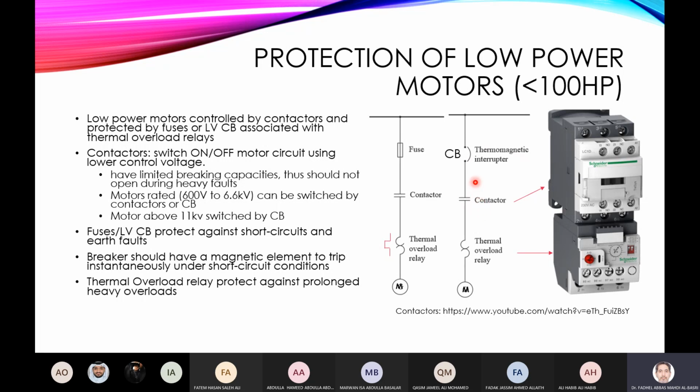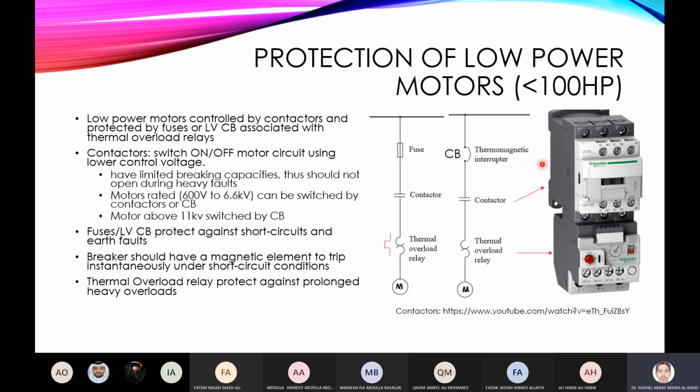Here we want to switch a contactor using a lower voltage to switch it on, as I will show later in another slide. The contactors have additional contacts where I can provide indication of the status of the motor, on or off. We call them auxiliary contacts. Some of them are normally open, some normally closed. I'll show how you use these ones.